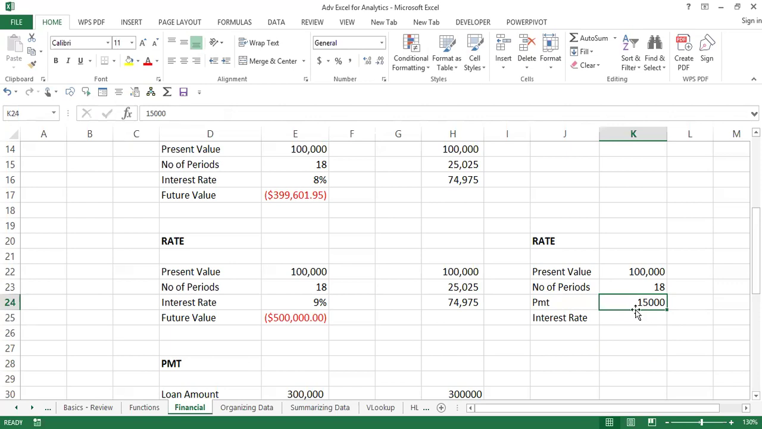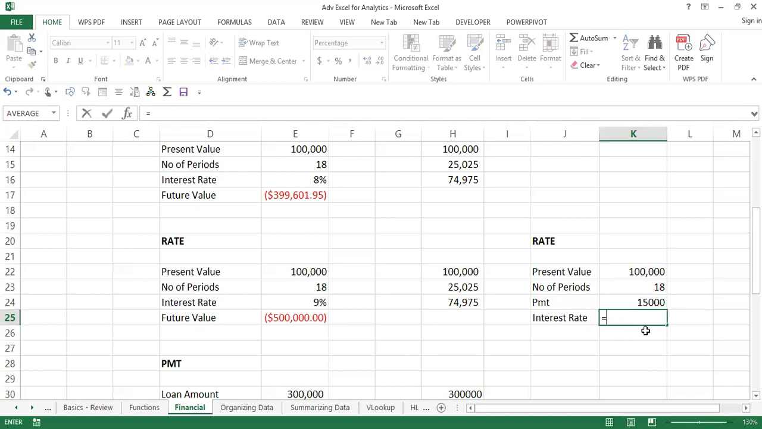15,000 a period, for 18 years. Each year this amount is paid. Sometimes even monthly payments. So if this is a monthly thing, we are talking of 12 times 18 months, which is 216 number of periods. So anyway, let's just leave it like this to illustrate our points.